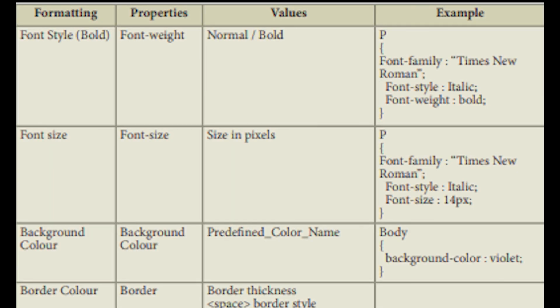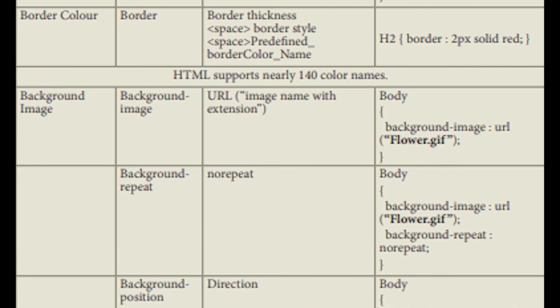Font size, you have to give the number, or you have to give the size in pixels, right? And the next one, background color, you can give any one predefined color. Border color also you can give. You can give border thickness, and then a space and border style, a space, and you can give the predefined border color also, right? HTML supports nearly 140 color names, right?